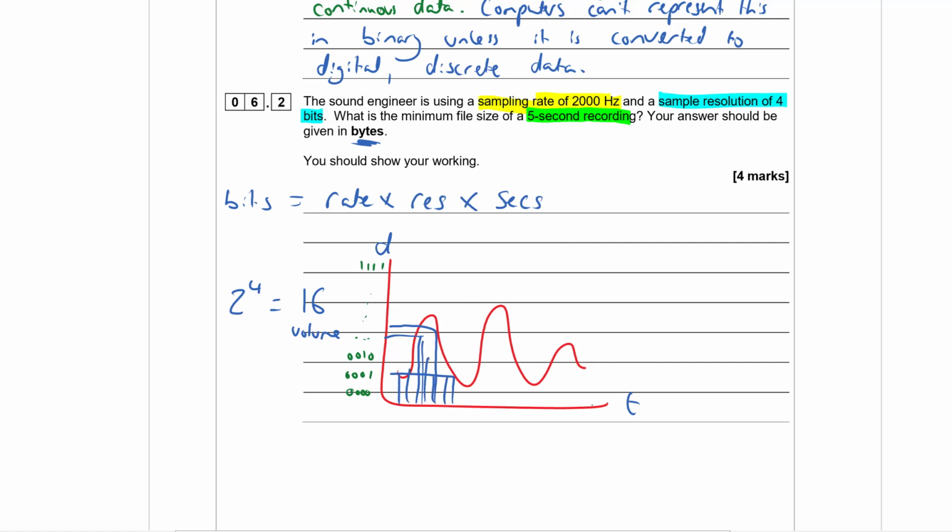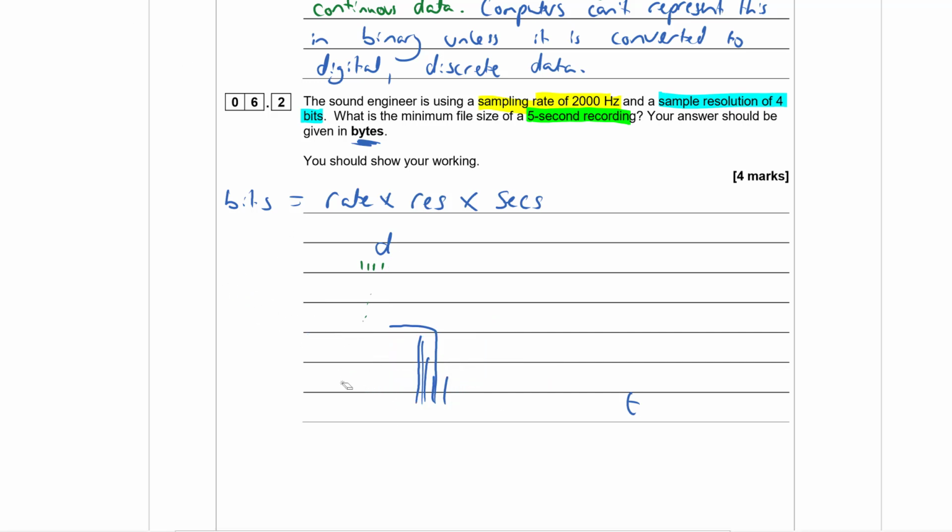That's what that means. Anyway, that was not particularly relevant for this particular question, but I wanted to give a quick recap there, because all we're doing here is just plugging in these numbers to this formula. So first of all, our rate is 2000, our resolution is 4. The resolution is always in terms of bits. It's similar to the color depth of images, and this is a 5-second recording.